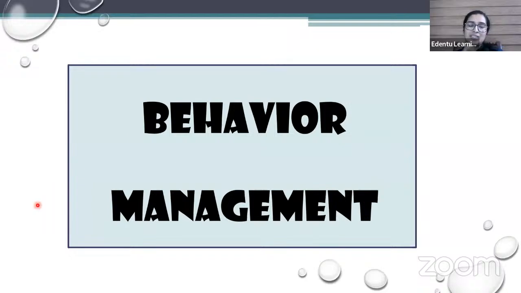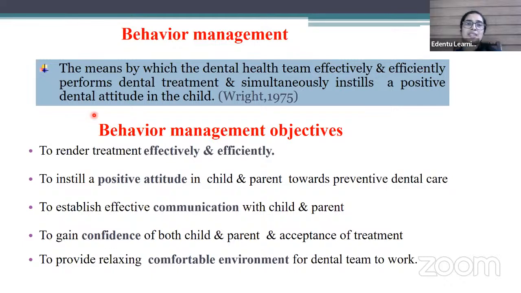Yeah, now getting on into yet another important topic, that is behavior management. So we are done with the most importantly asked questions from pediatric endodontics. Now getting on into behavior management, quite a topic which is quite easy for you to understand. So let's start with the definition. We do have a different range of definitions for behavior shaping, modification, management, etc. So let's study what is behavior management. The means by which the dental health team efficiently and effectively performs the dental treatment and simultaneously instills a positive dental attitude in the child.